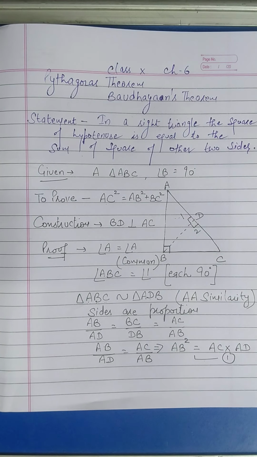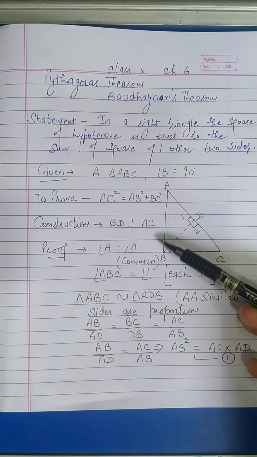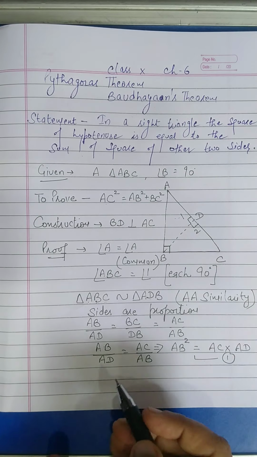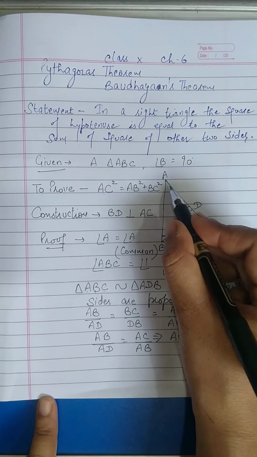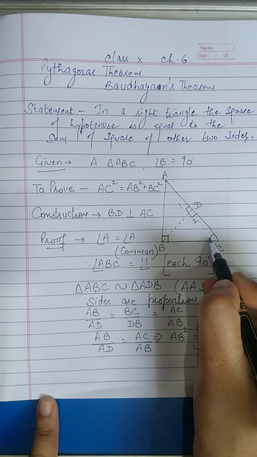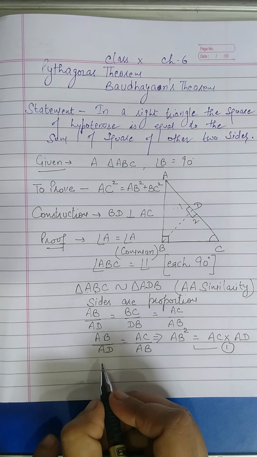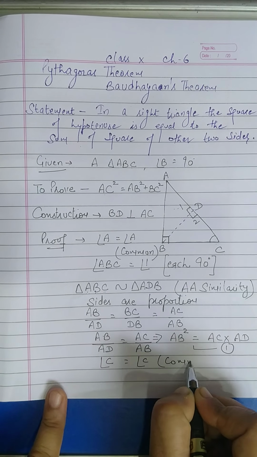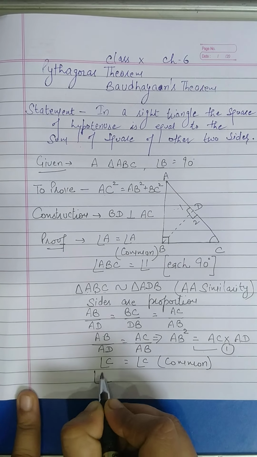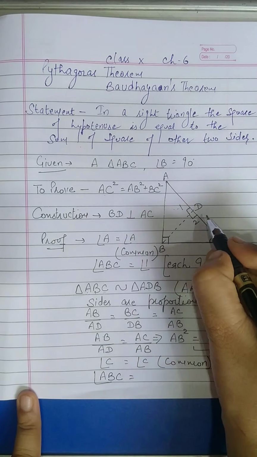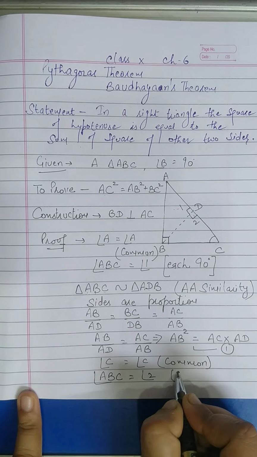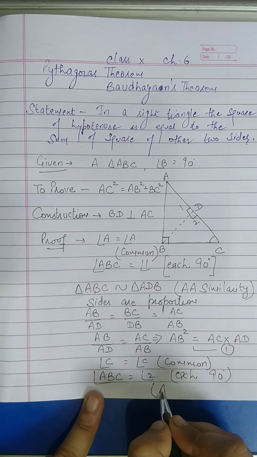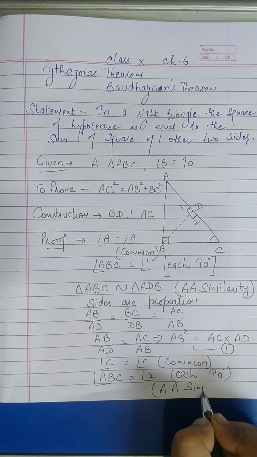In the same way, we have to prove the other two triangles. The full triangle and the second part of the triangle is also similar. Now in full triangle ABC and in this small triangle, this corner is the common corner. It means we can say angle C is equal to angle C, common. Angle ABC is equal to angle 2, each 90. Two triangles are similar by angle-angle similarity criteria.